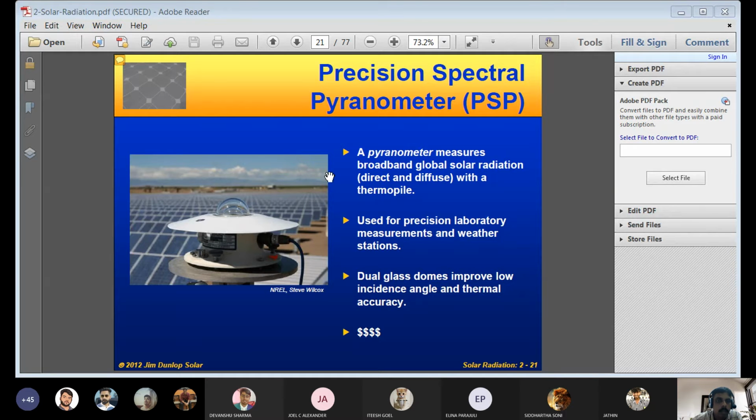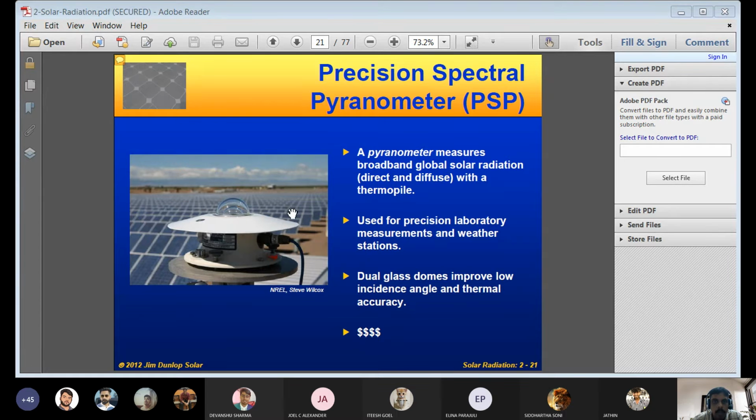That is, the sun will be there directly, it will come and hit the sensing area under the glass. Diffuse means towards all the 360 degrees surrounding, the reflected and scattered radiations will all come and hit. So it will give total global radiation. So that will heat up the top area. Yes, sir.